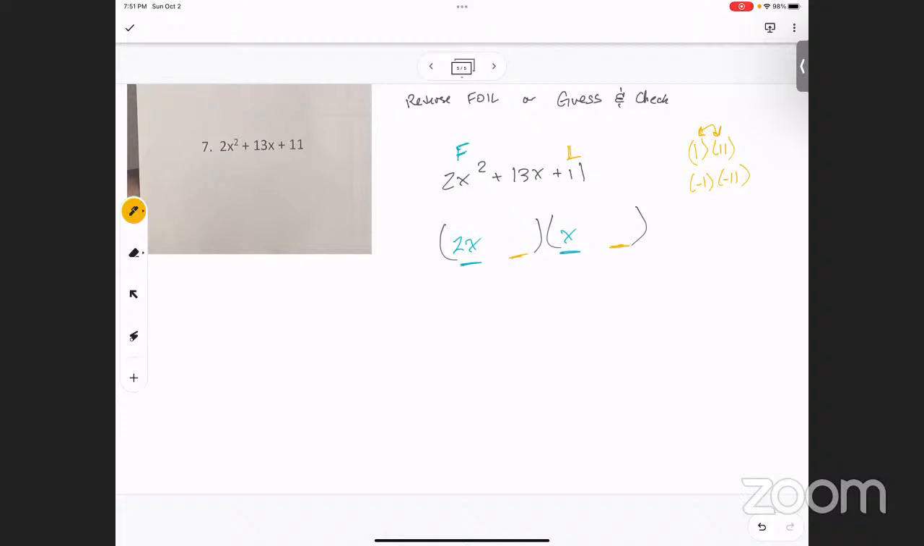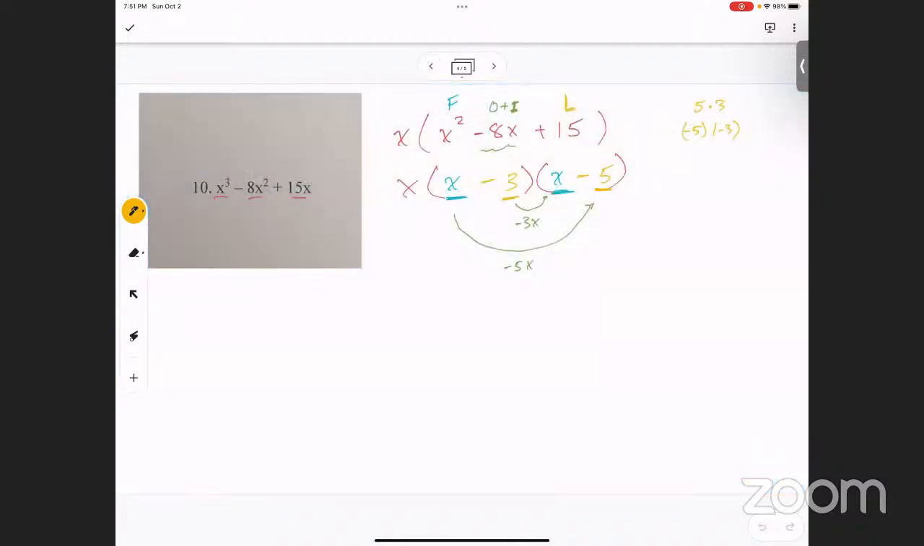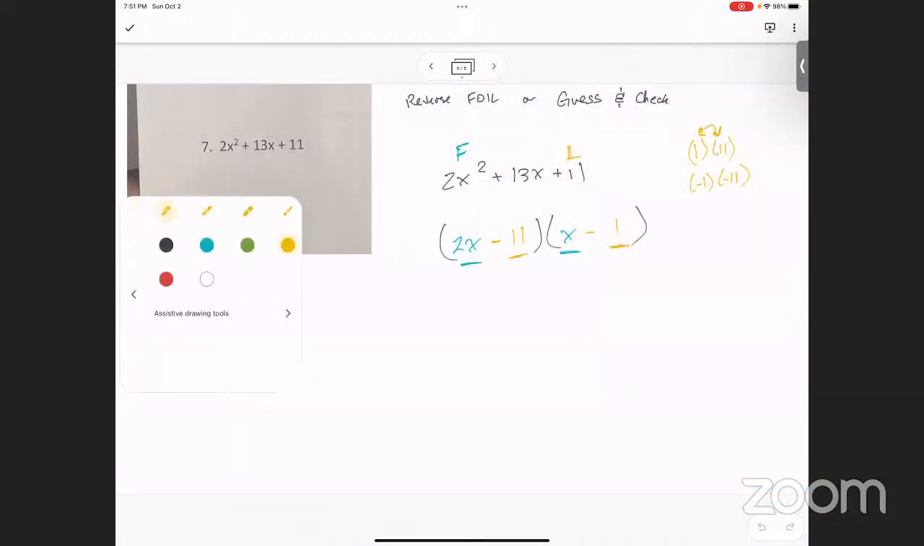Okay, so we're going to write that in here. We're going to just guess something. What do you want to guess? -11 and -1. Okay, and now let's check it. And I check it in red, I believe. Nope, in green. I'm checking it in green.